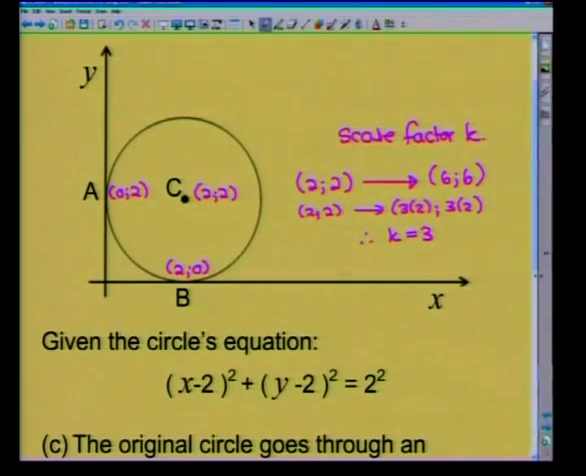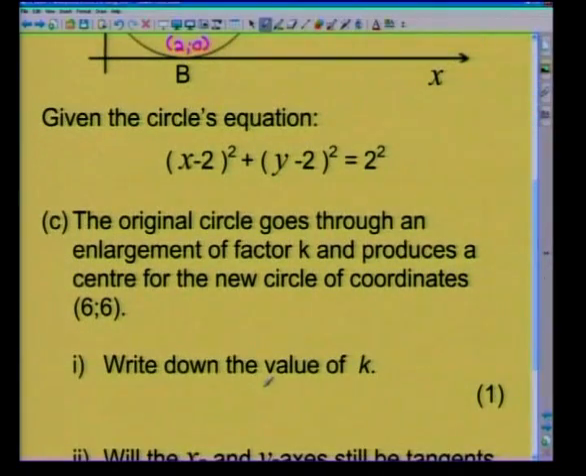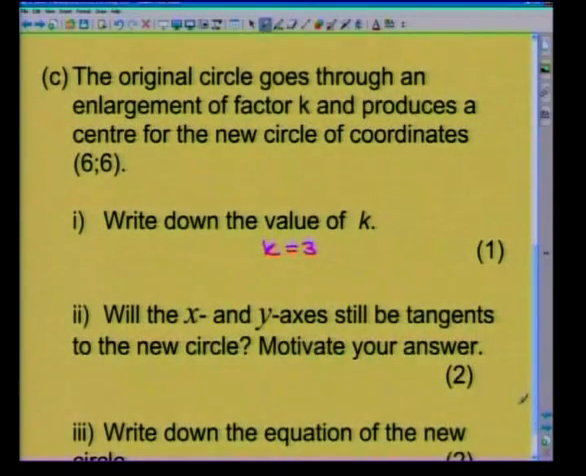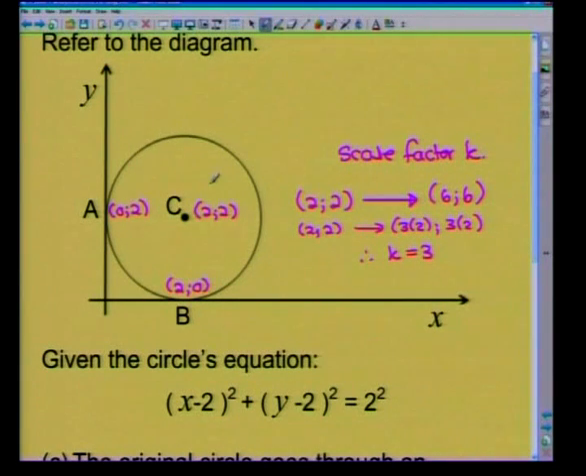Right, what else do they ask me? So we know k is equal to 3. Right, the next part of the question says, will the x and y axes still be tangents to the new circle? Motivate your answer. That's an interesting question. We have to think about this, and we have to decide what this enlargement is going to do to things. Well, let's go back to the drawing and let's get ourselves positioned. So do you agree with me that if I'm going to the coordinate 6, 6, it would be out here somewhere?